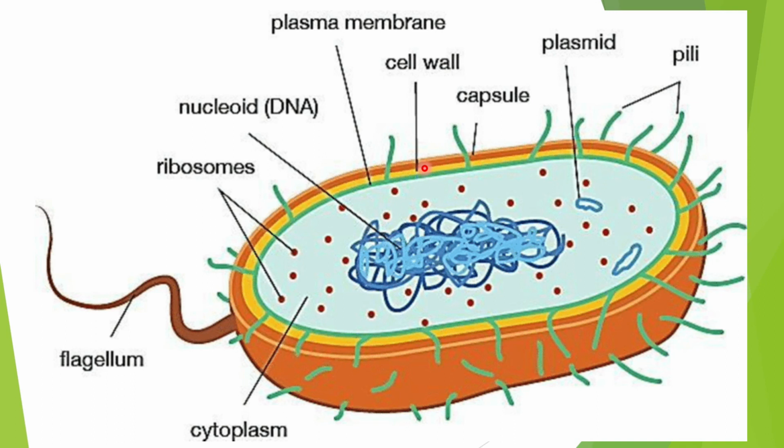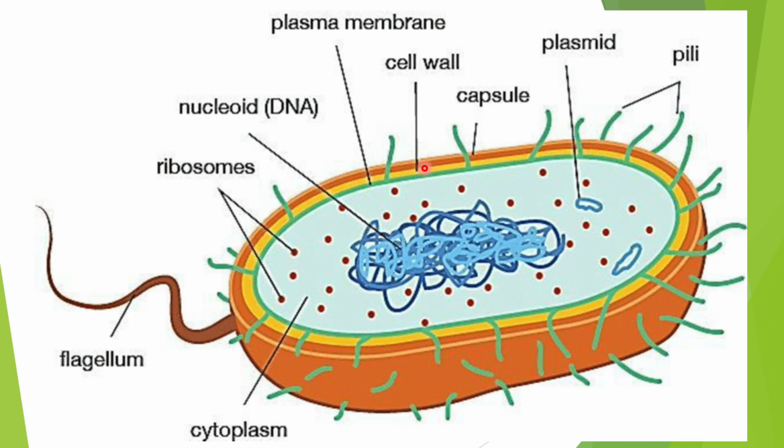Coming to the smallest bacteria, which is the smallest bacteria? It is Mycoplasma. Mycoplasma is the smallest bacteria. It has no cell wall. So the bacteria without a cell wall is Mycoplasma. So that is regarding the cell wall.